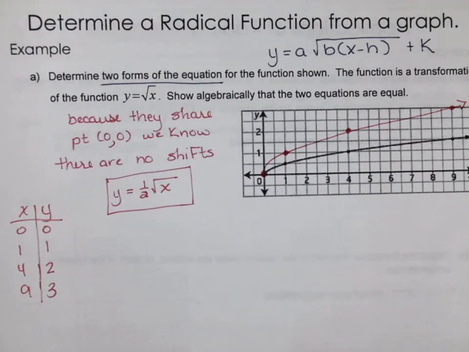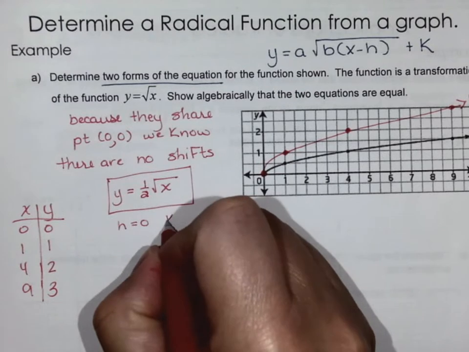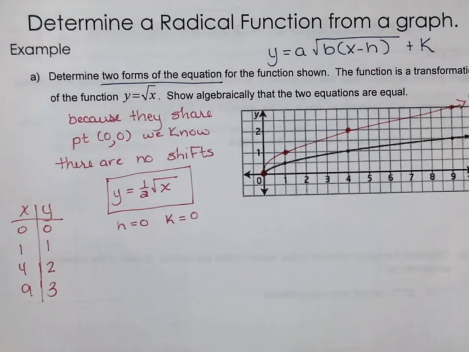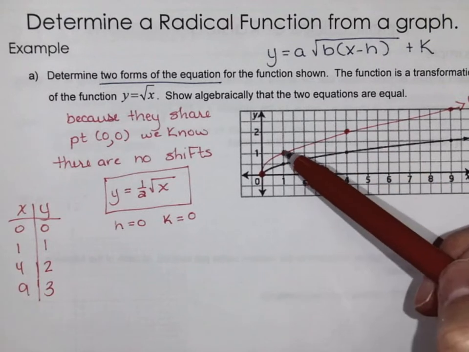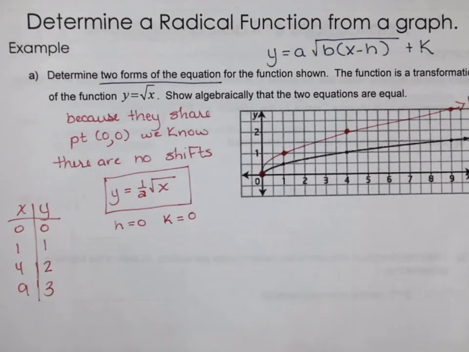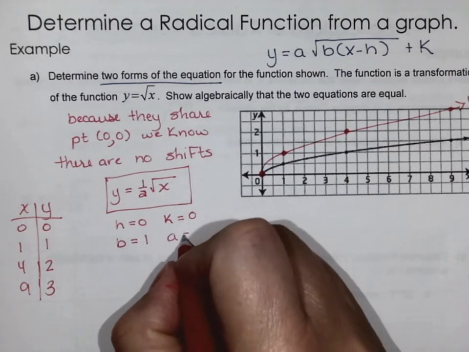Do you guys remember how to do that? I'm asking you to calculate that formula. Use algebra to calculate that formula. How do we do that? Okay, so what do we know? There's no shifts. So we know that h is equal to 0, and we know k is equal to 0. Now, is there any horizontal stretch or compression? So we know that b is 1. So what we're trying to find is a.